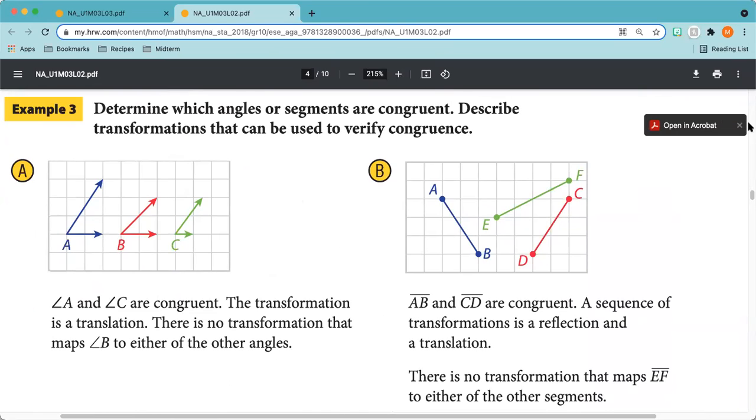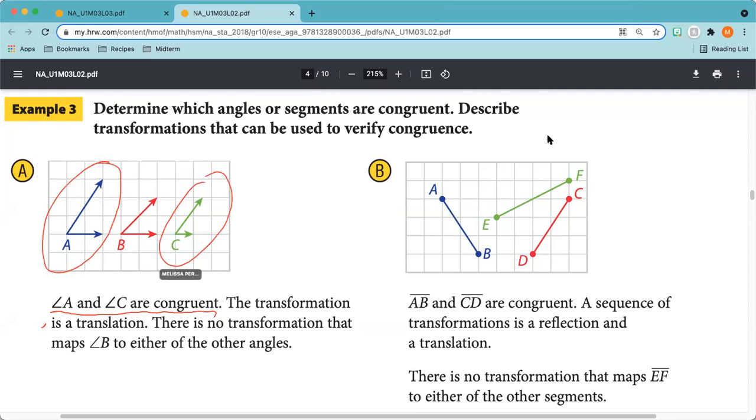So it's horrible because, basically, here they say congruence: angles A and C are congruent. So they're saying this one and this one are congruent. The transformation is a translation. So if I slide A over, it'll match up with C. Now remember that when it comes to angles, I'm really only looking at this part right here. I'm not looking at the length of the sides.